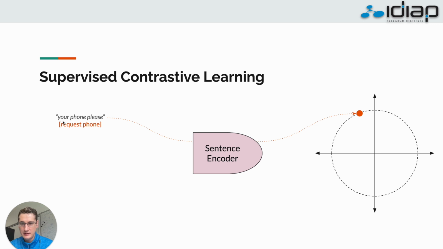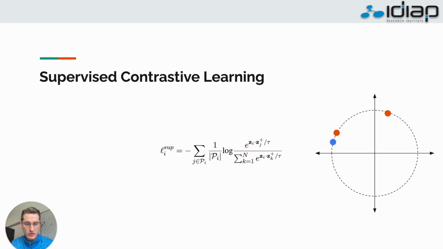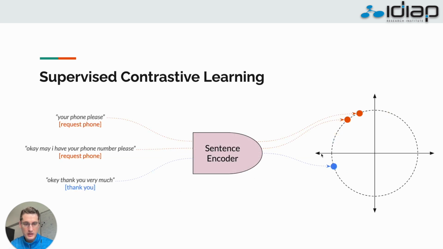For instance, in this example, we have "your phone, please," which has the label request phone. It will be mapped to this region in the space. If we have the next utterance, "okay, may I have your phone number, please," which has the same label, it will be mapped to a similar region because they have the same label. And let's say we have a third one, "okay, thank you very much," which has the label thank you. It will map to a different region of the space.